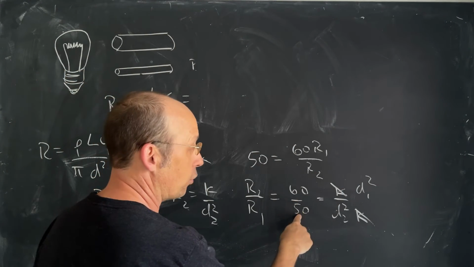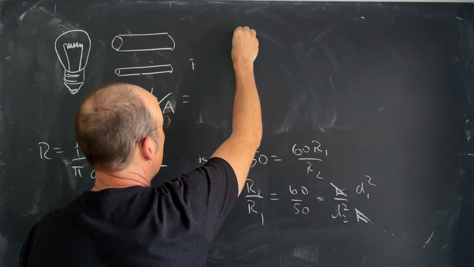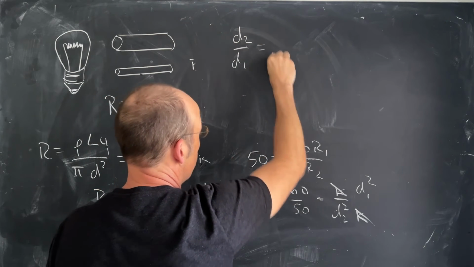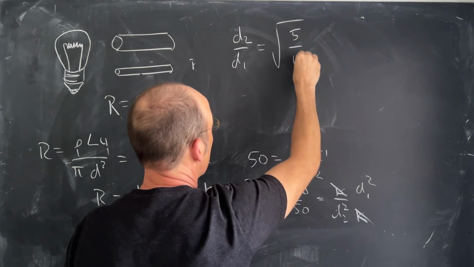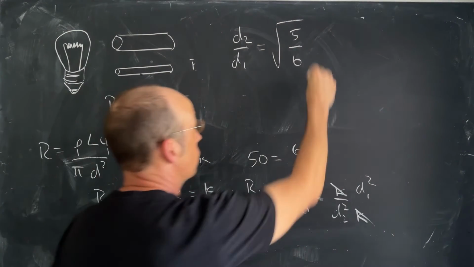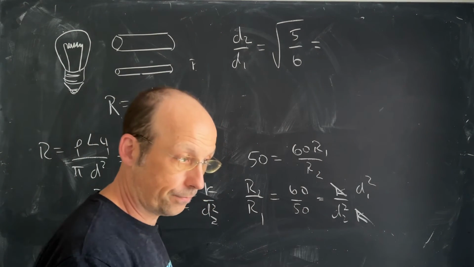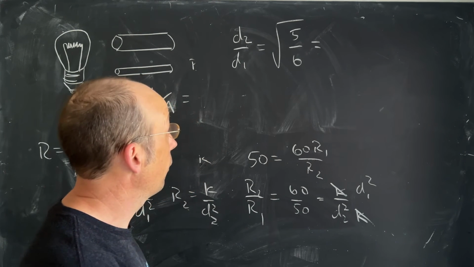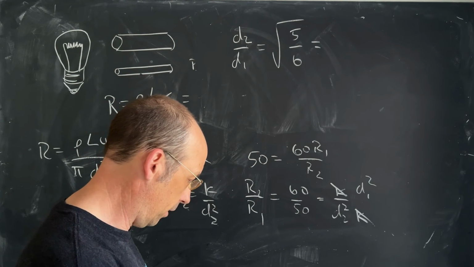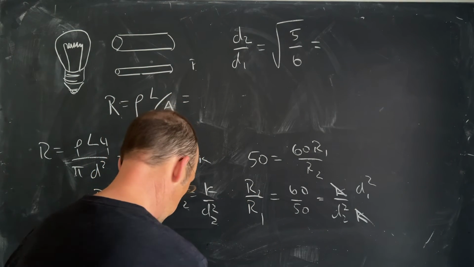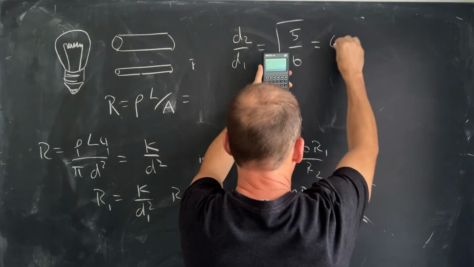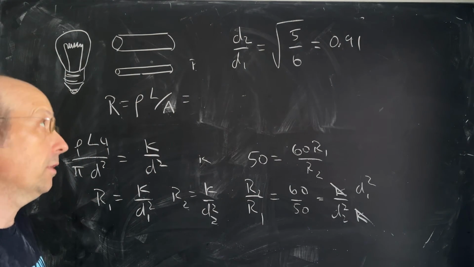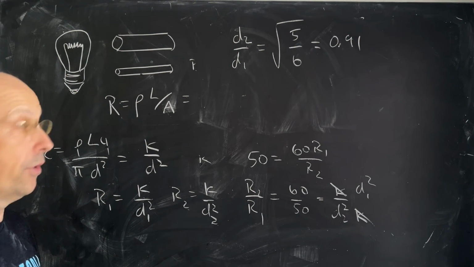So if I take the square root of both sides and invert it, I get d2 over d1 is equal to the square root of 5 over 6. And that's my answer. So let's just put that in as a number. So I have 5/6, square root, 0.91. So it's 0.91 of the diameter of the original filament.